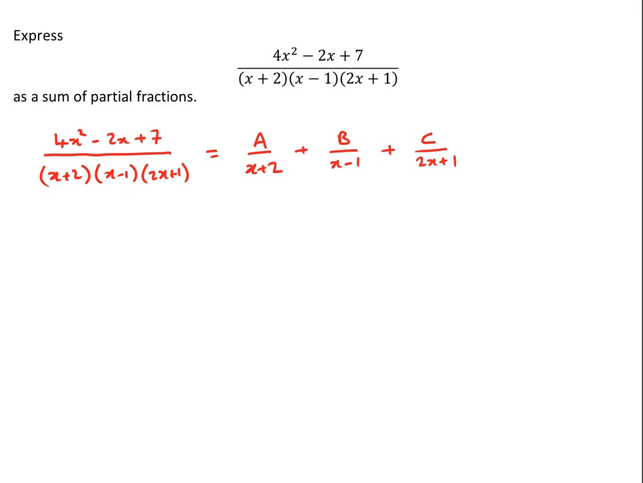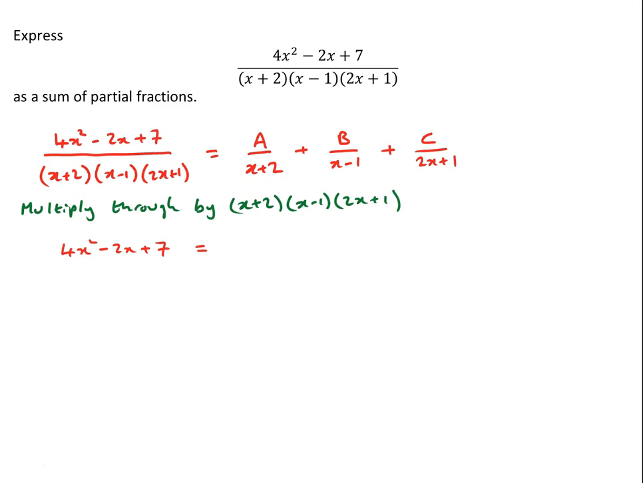If we now multiply each side by the common denominator of the left-hand side, then the left-hand side will simply become 4x squared minus 2x plus 7. The right-hand side, we've got a over x plus 2 times by x plus 2, x minus 1, 2x plus 1. So for that part, the x plus 2's will cancel, and we get a times x minus 1, 2x plus 1.